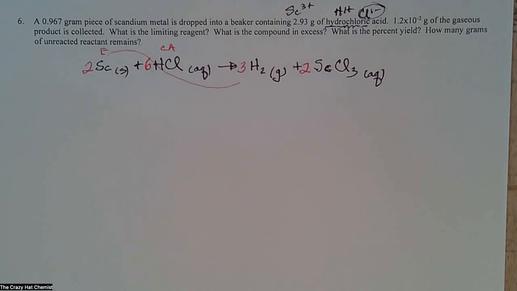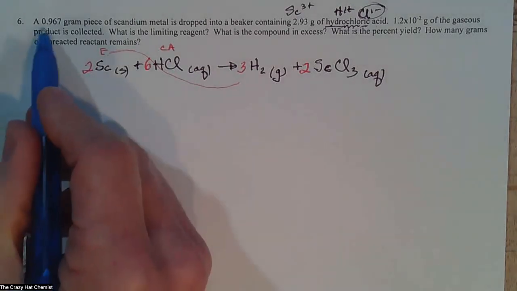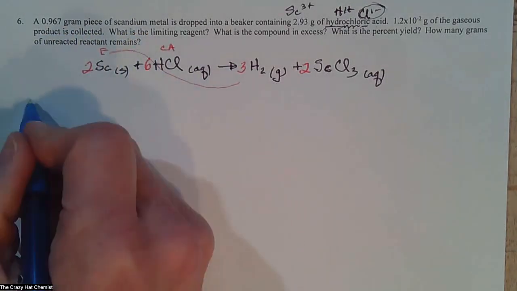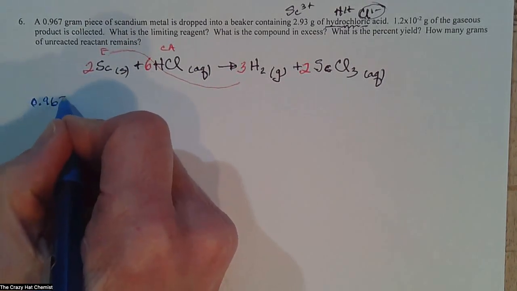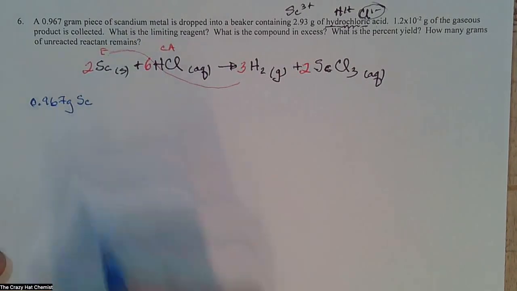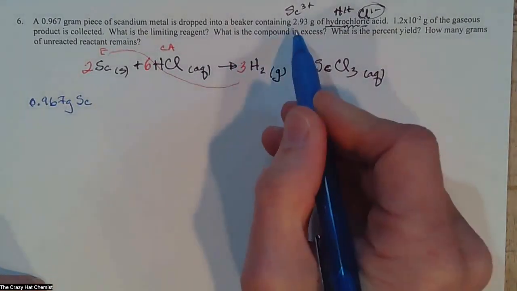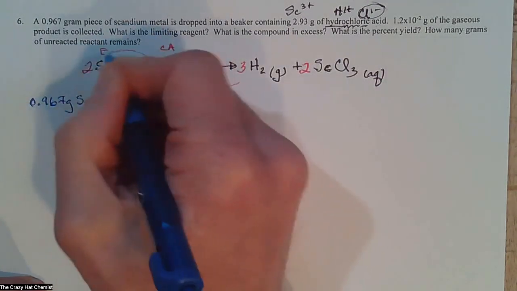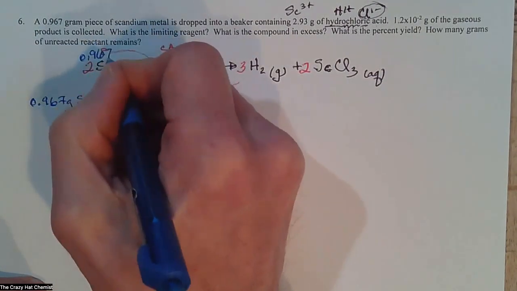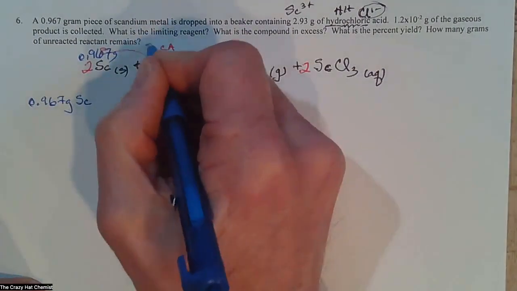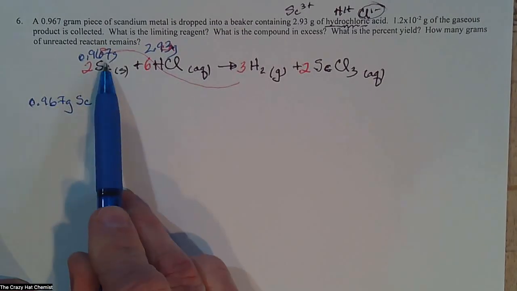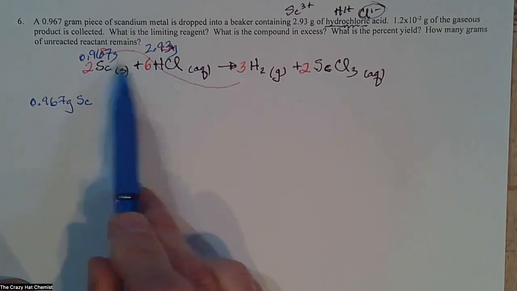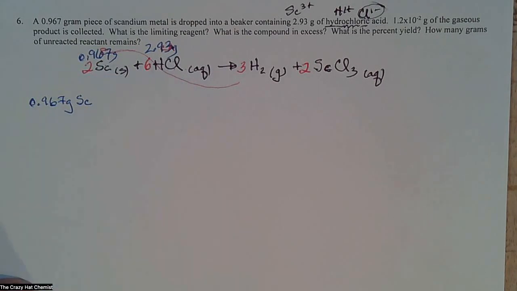Now I can work with this. All right, so now what we have is a 0.967 gram piece of scandium metal. I'm going to write this right above this scandium, 0.967 grams. And then I also have 2.93 grams of the hydrochloric acid. Notice that since I have numbers for both of the reactants, that means that this is a limiting reagent problem.